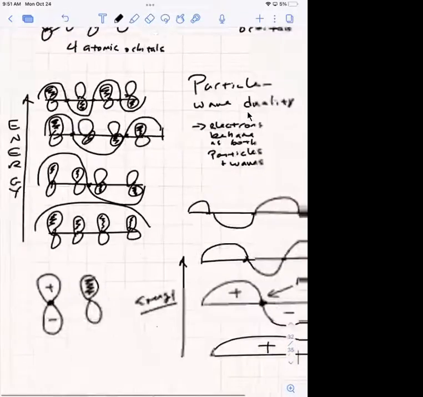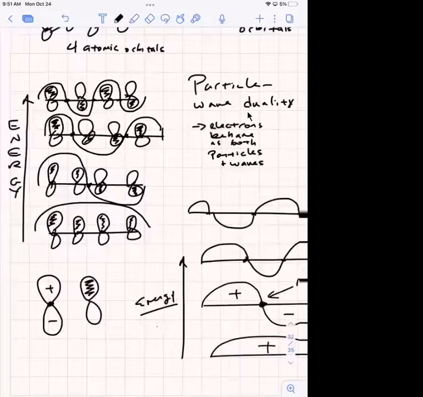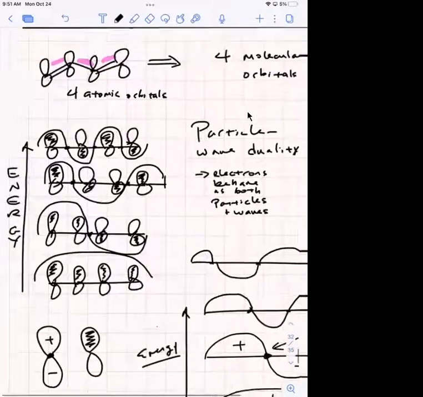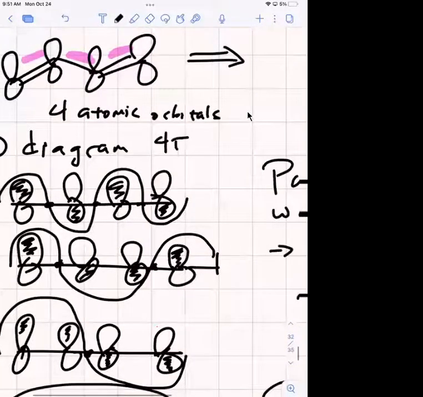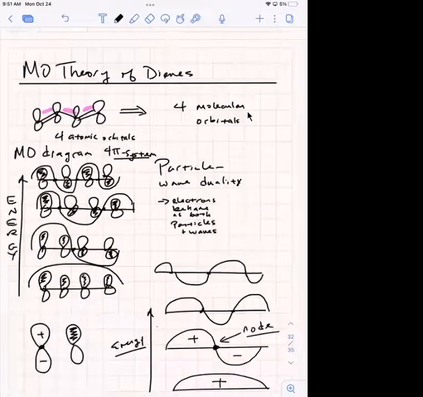So this is right here, what we just constructed based on what we know about waves and what we know about particles. We just constructed what's called a molecular orbital diagram, or MO diagram, for a 4-pi system. We can't do this if it's not conjugated. The only reason this exists is because of that conjugation. So all 4 of those orbitals get to be counted as one unit, as opposed to 2 separate units of 2 orbitals each. Without conjugation, you can't do this, right?